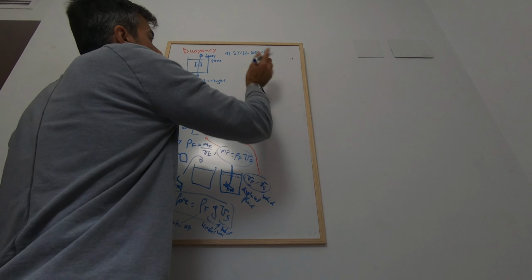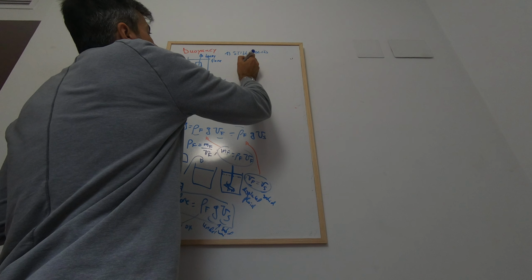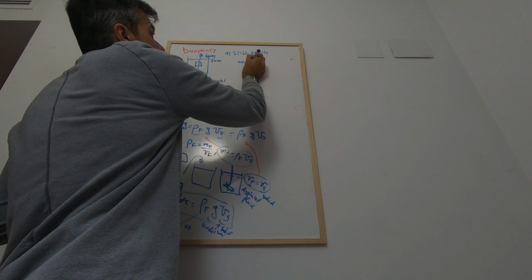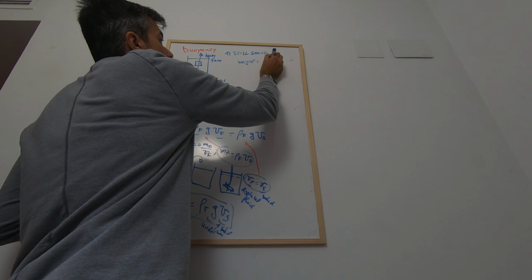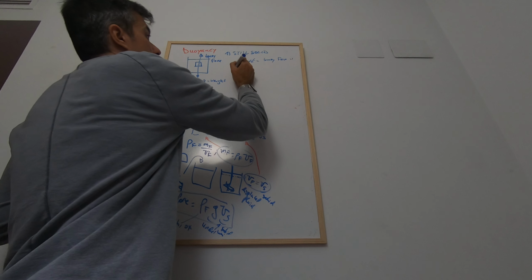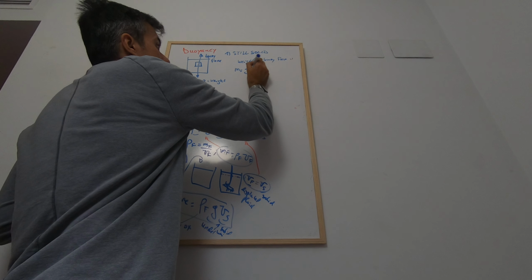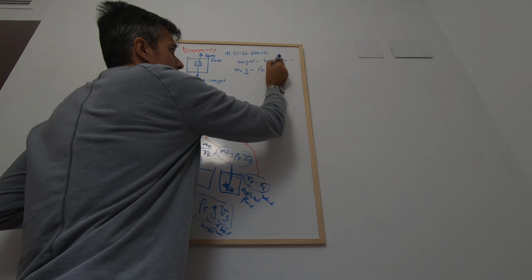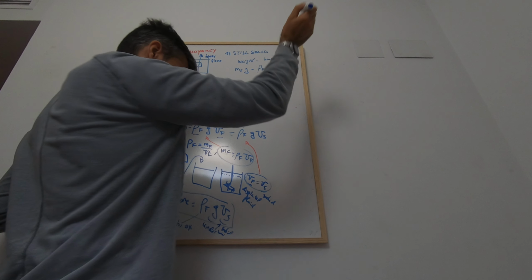Still solid, not moving. So the weight is going to be equal to the buoyancy force. The weight is mass of the solid times gravity, and the buoyancy force, we saw that it was density of the fluid times gravity times volume of the solid.